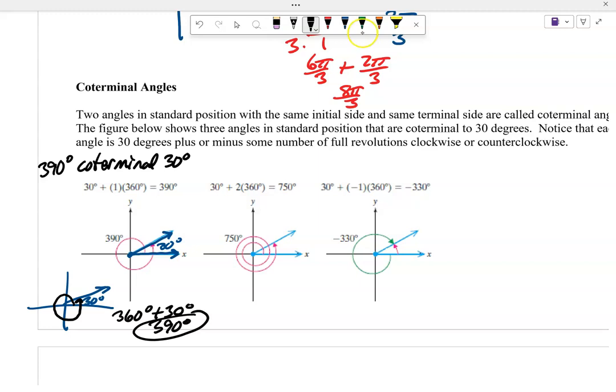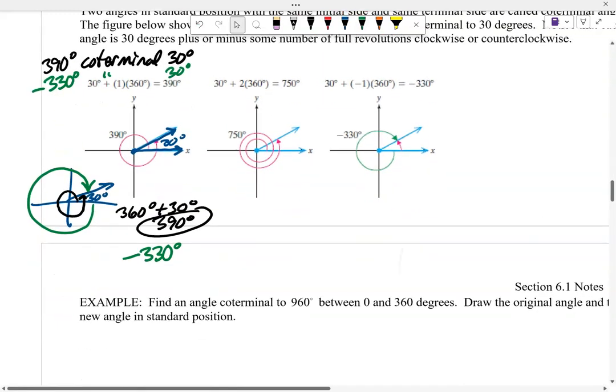Another one that's coterminal, let's say I went backwards this way and negative. So all but 360, all but 30 degrees. So negative 330 degrees is also coterminal to 30 degrees. Okay. So anything that starts and ends at the same spot is a coterminal angle.